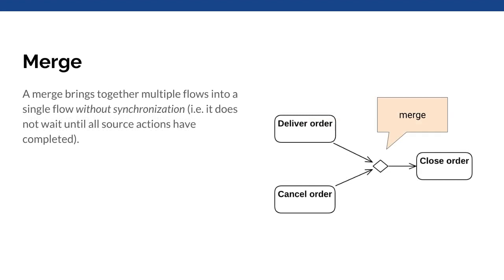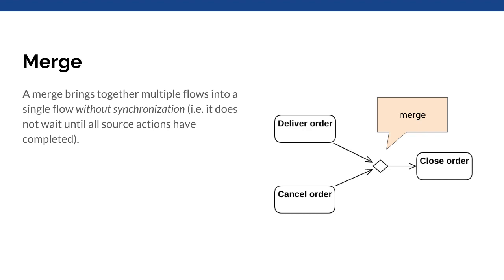The next notation is merge. A merge brings together multiple incoming flows into a single outgoing flow without synchronization. Merge has several source actions and one target action. The execution of the target action does not wait until all source actions have completed. When one of the source actions has completed, the execution of the target action can be started.